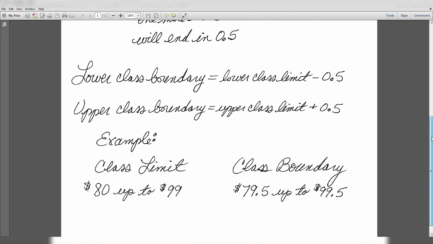So in our example, for our first class, we have $80 up to $99. So by subtracting the 0.5 from our lower class limit, we would have a class boundary of $79.50 up to $99.50. And that was done by adding the 50 cents to the $99. In this case, we had whole numbers, so that's why it was just the 0.5. But had we had some additional decimal places, this would go out those additional decimal places.